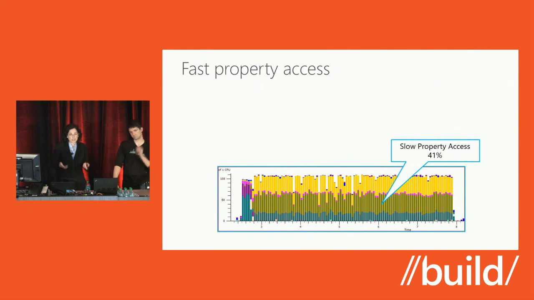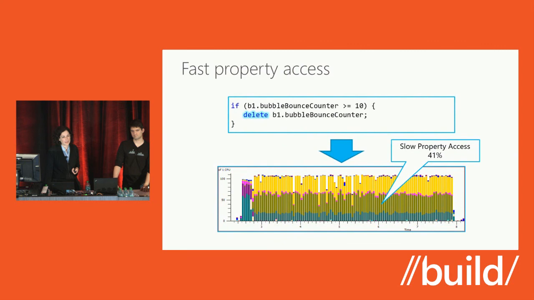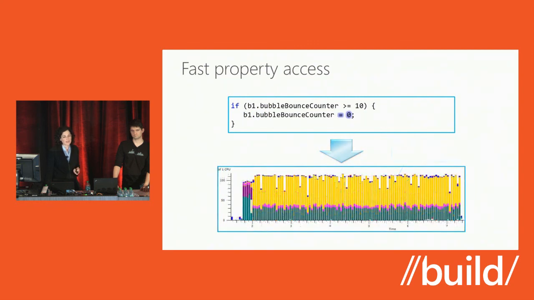In this case, the slow property access was taking up 41% of our CPU time. And that was because of the delete for the bubble bounce counter. Now, if we change this to assigning to 0, then the effect is that more of your code actually ends up running. And so you can end up doing a lot more compute in your program. Maybe add something like, I don't know, spaceships or something that will make the app look cooler.